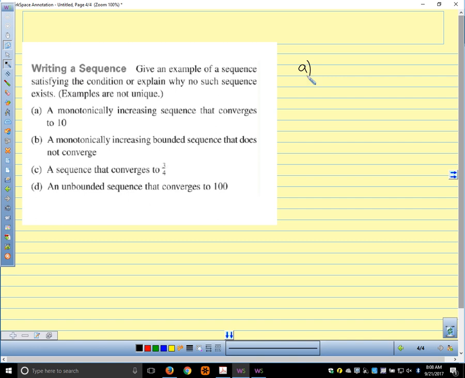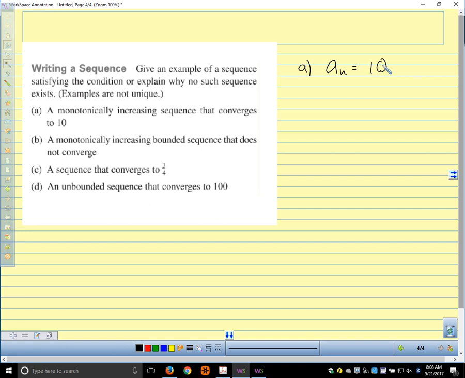Yeah, so you're thinking along the right terms. Make it really easy. Okay, so Kira says a sub n equals 10. Is that monotonically increasing? Yeah, because it can stay constant. Remember our inequality had an equal sign as well. So a sub n equals 10 is a monotonically increasing sequence that converges to 10.